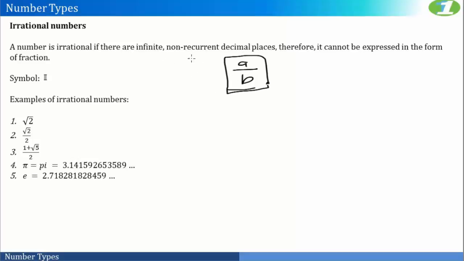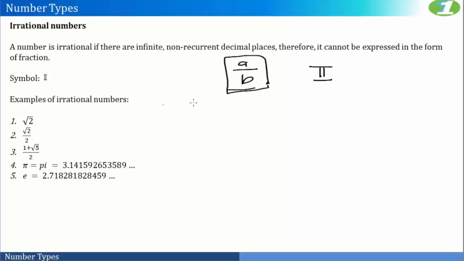Now the symbol for an irrational number is usually I. And don't ask me why we use I. These things were actually just created millions of years ago. And we'll look at some examples to see if we can actually see what an irrational number is.